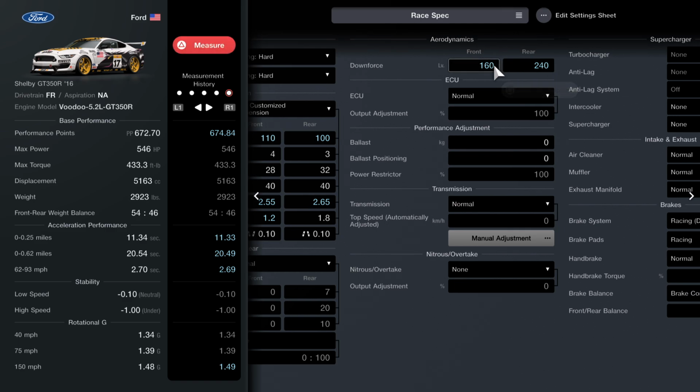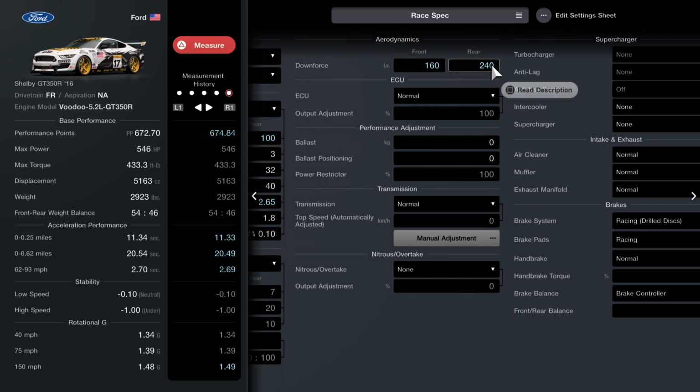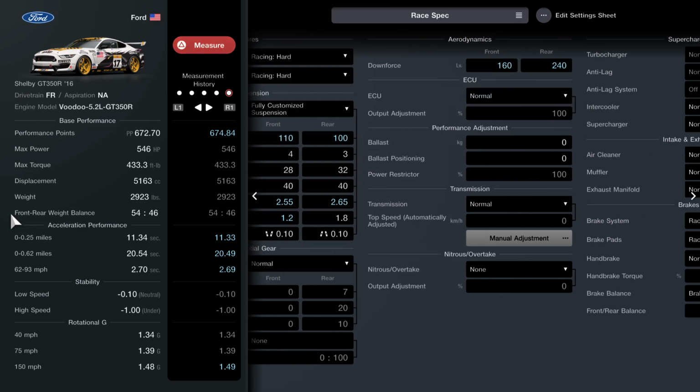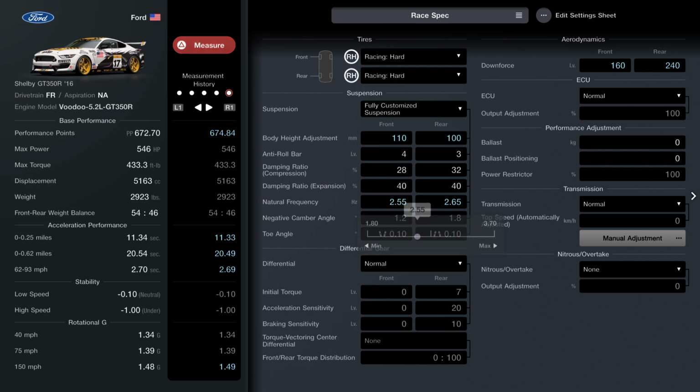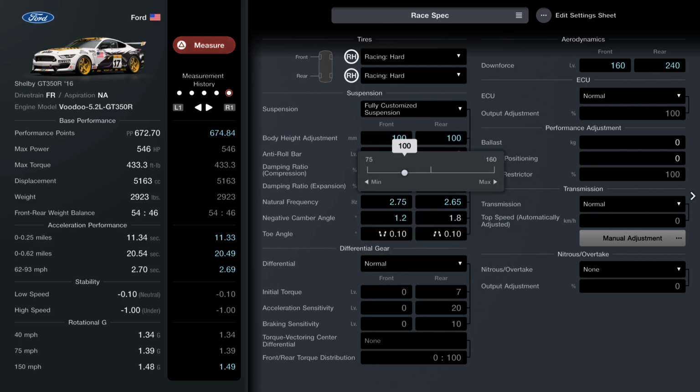But then the higher you go is totally up to you as the driver. And again, if you have this set to maximum, then you would have to increase your natural frequency because you're gonna bottom out. Let me set this to 85. I mean, at 85, you're not going to bottom out. But again, this is set up because we're going to change this when we take the car out on track.